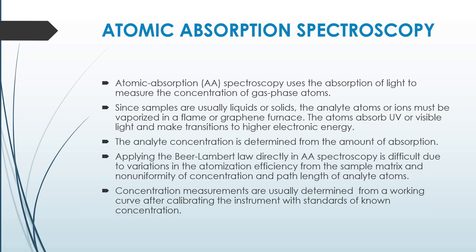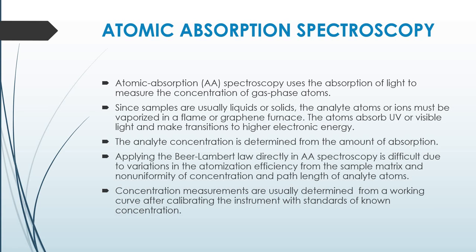Since samples are usually liquids or solids, the analyte atoms or ions must be vaporized in a flame or graphite furnace. The atoms absorb ultraviolet or visible light and make transitions to higher electronic energy. The analyte concentration is determined from the amount of absorption.